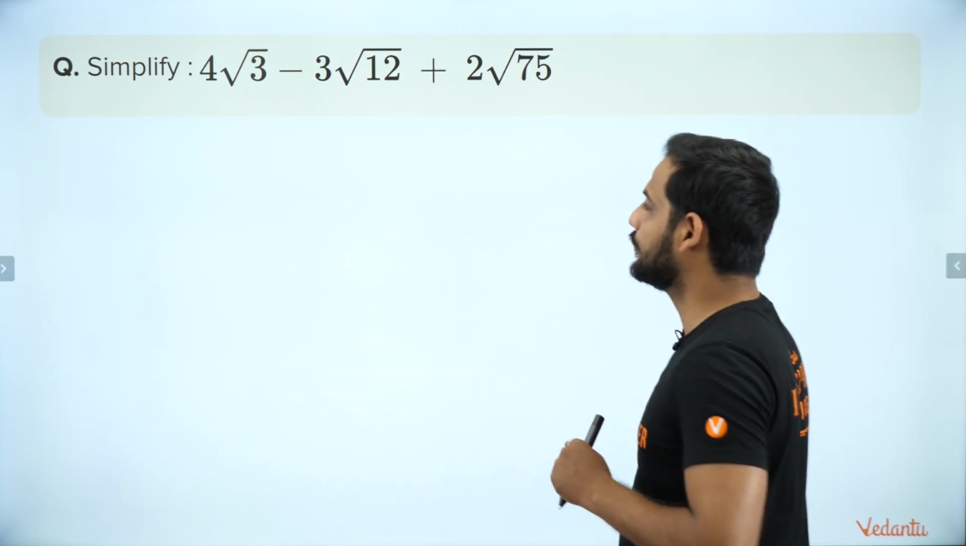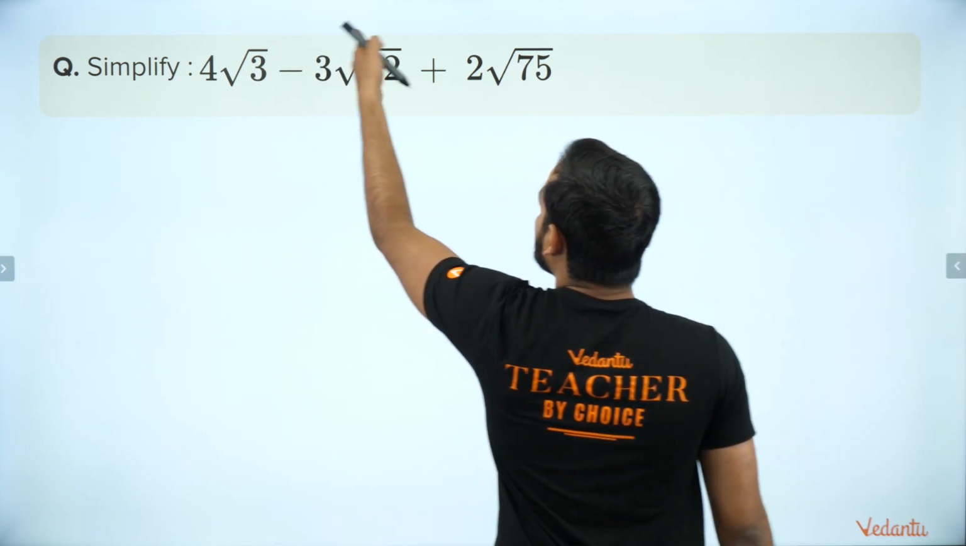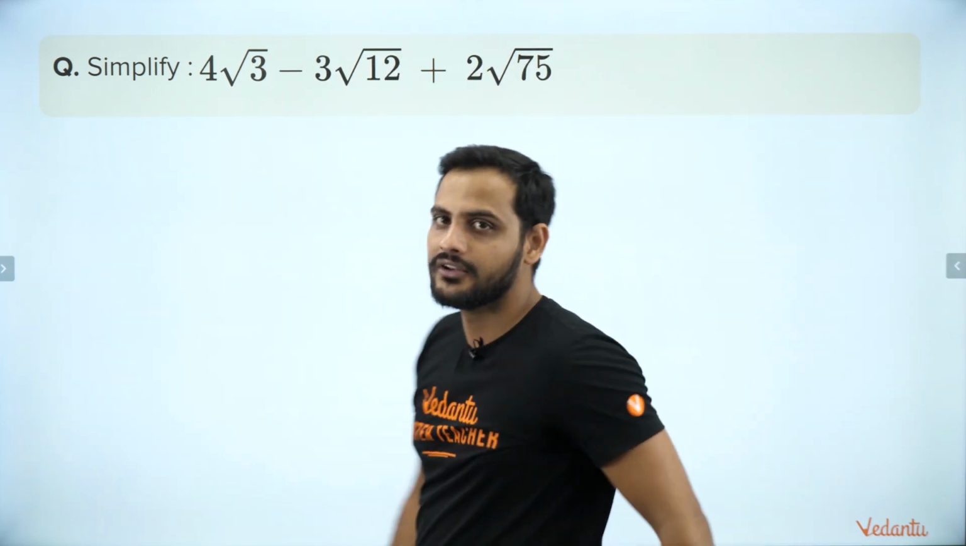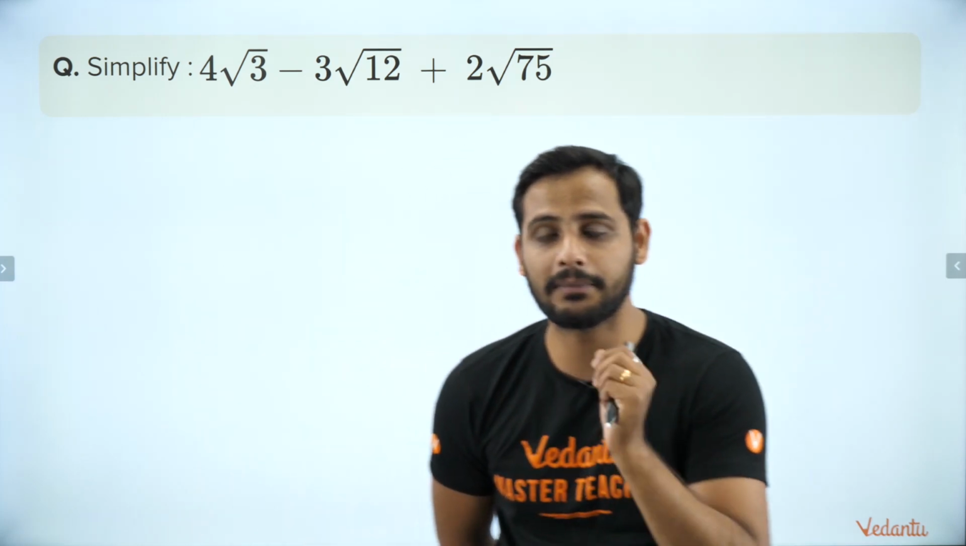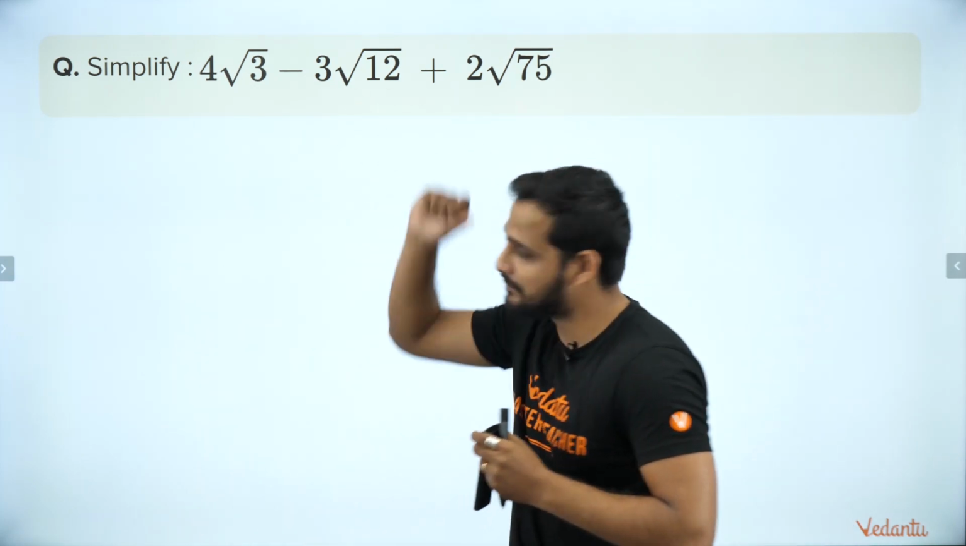Correct? So you will say, sir, then root 3, root 12 and root 75, so definitely we will not be solving it together. Okay, we cannot solve it further. But bachcho, these are not the simplest form.